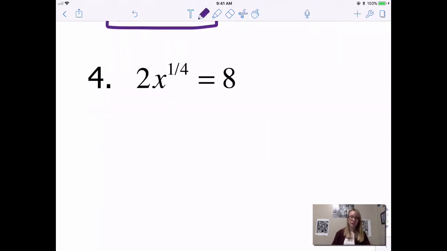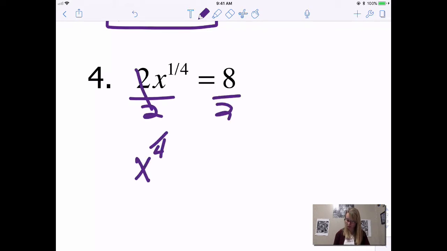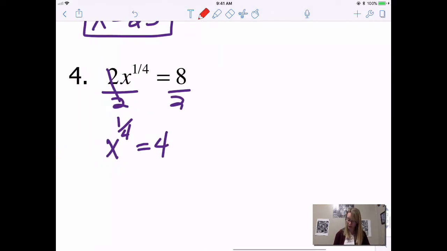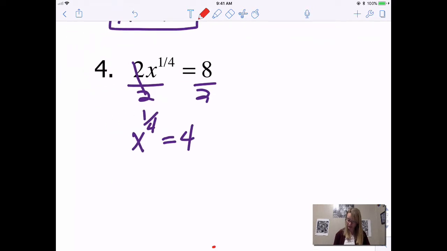Number 4 is actually a lot like number 2, so if you want to pause the video and see if you can finish this one off, try that. Otherwise, PEMDAS backwards means I'm going to divide by 2 on both sides, and x to the 1/4 is equal to 4. I want to get rid of that 1/4 power. Really what I want is to get just x to the first, okay?